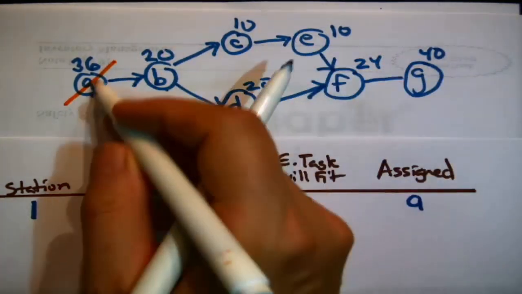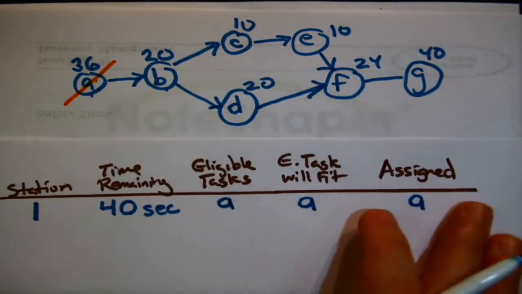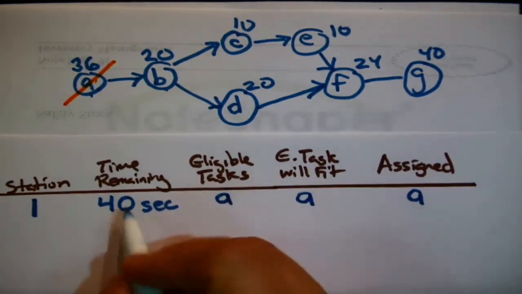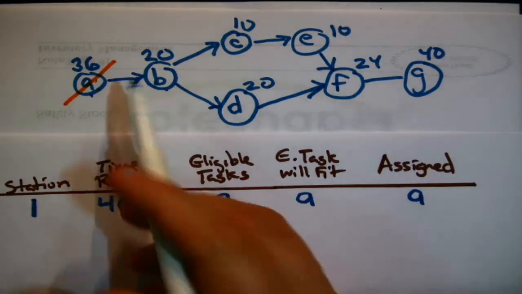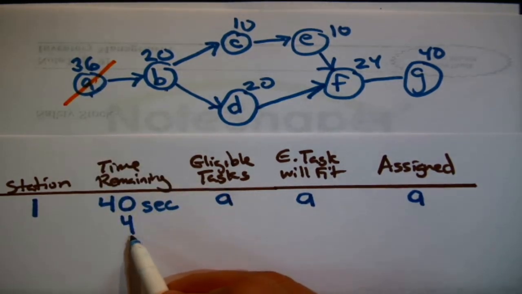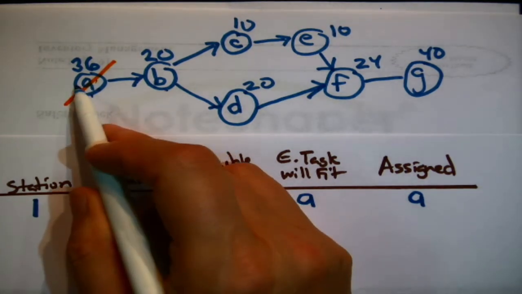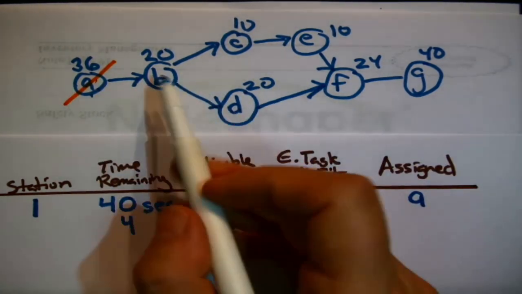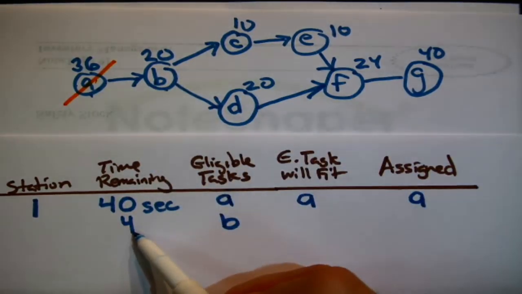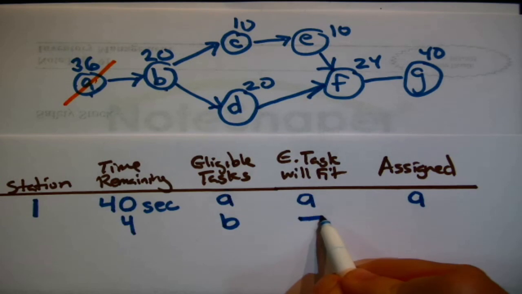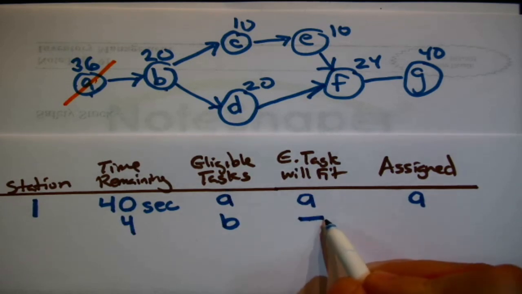Now, will it fit? It's 36 seconds long. There's 40 seconds left at this station. Yeah, it will fit, that's great. Then it automatically gets the assignment. There, we have made our first assignment, which is kind of a no-brainer. I'm going to lightly mark it off the list. Yeah, that one very first task would be done at the first workstation. Now, that means 40 minus this 36, there's 4 seconds left at this station.